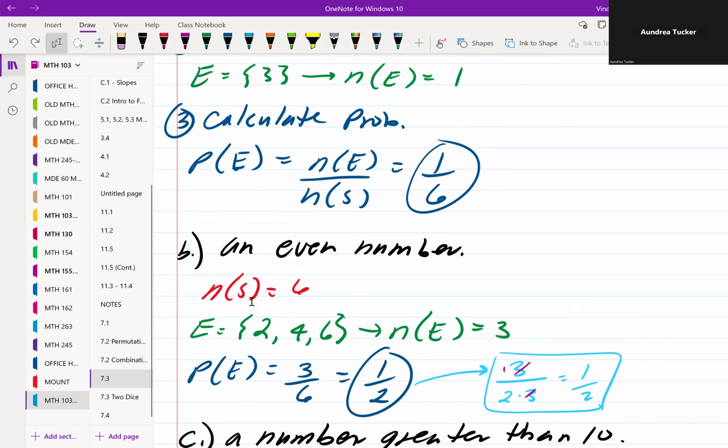How many even numbers are part of that sample space? There are three of them: 2, 4, and 6. So the number of outcomes in my event is 3. Now that I have those two numbers, I place the 3 over 6, and that reduces down to 1/2.